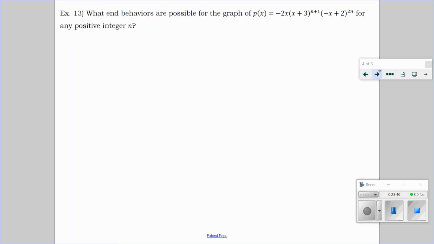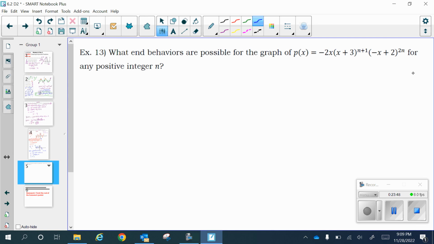All right, let's go on to the last problem. On this one, I'm told to find what end behaviors are possible for the graph P(x) = -2x(x + 3)^(n+1)(-x + 2)^(2n) for any positive integer n. So the first thing is that this P(x) kind of bugs me.